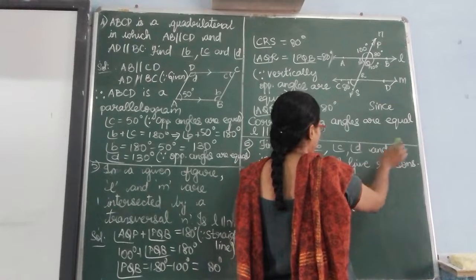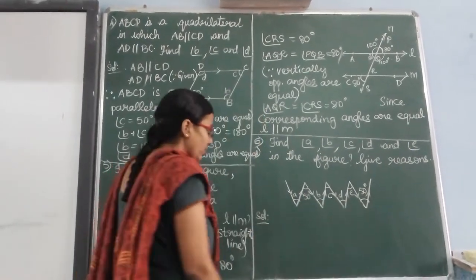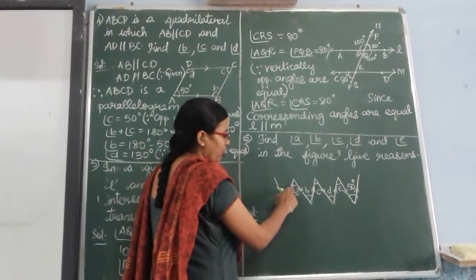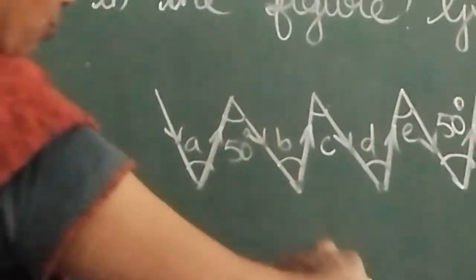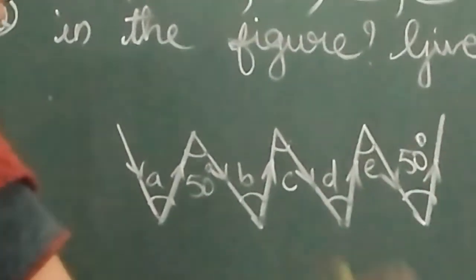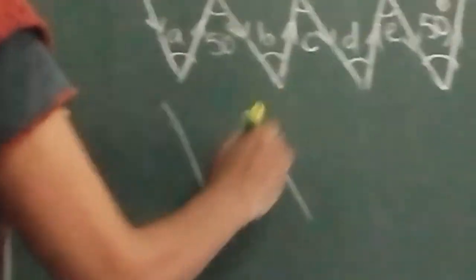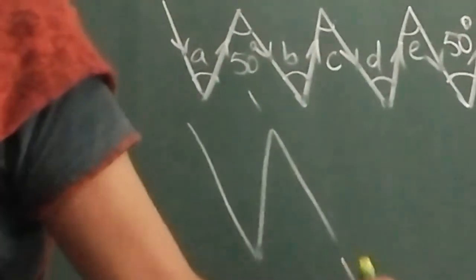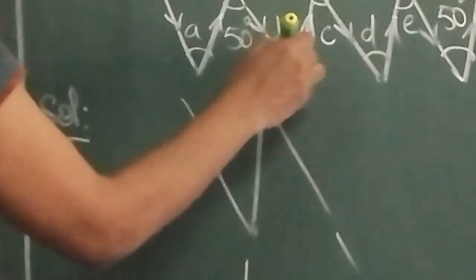Then in this exercise, the last problem of this chapter and this exercise: find angle A, angle B, angle C, angle D and angle E in the figure. Give reasons. So here, when an arrow mark is there, I told you they are parallel lines. Now if I take these two arrows going down, these two are parallel lines. I am not going to consider the remaining figure. I will take only this part and this one. This is the transversal, and these are the lines.